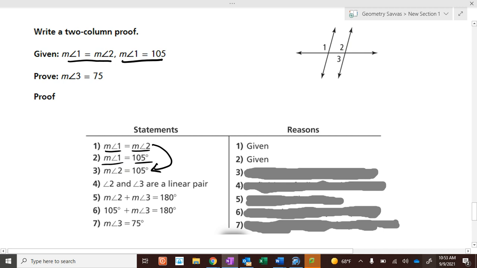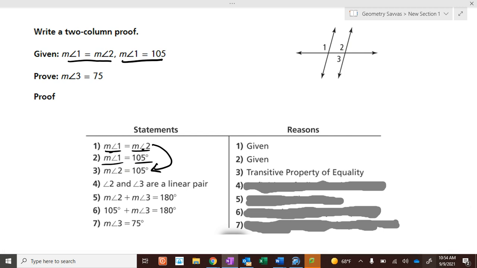Now, you could call this substitution and you'd get it right. You'd also call this the transitive property because if the first equals a second and the second equals a third, then the first equals a third. That's the transitive property. So either one, substitution or transitive property, is correct. If something gets counted wrong on a test where you said transitive instead of substitution or substitution instead of transitive, I'll give you points back, but you just have to tell me.